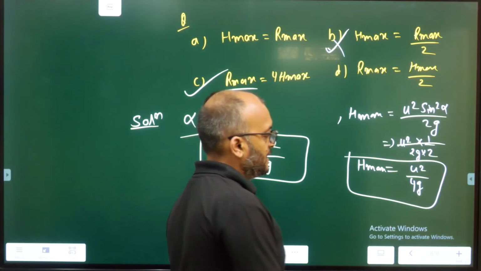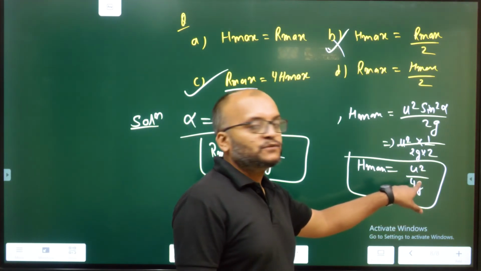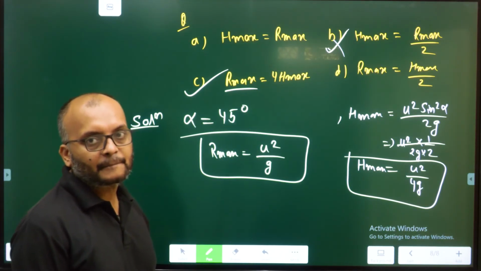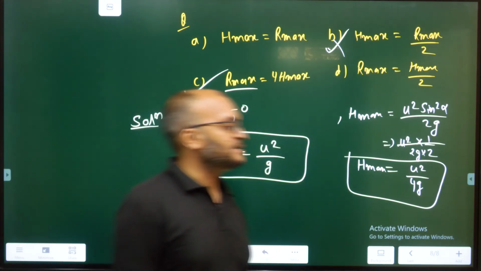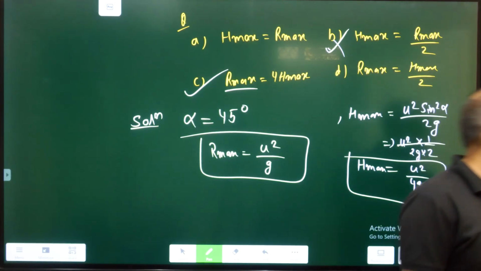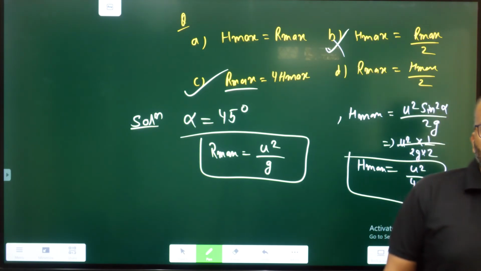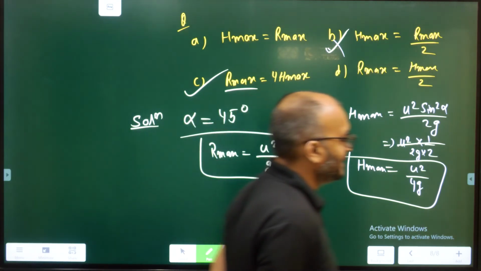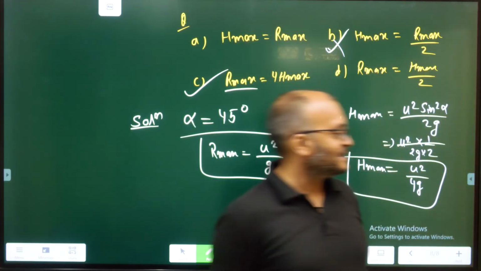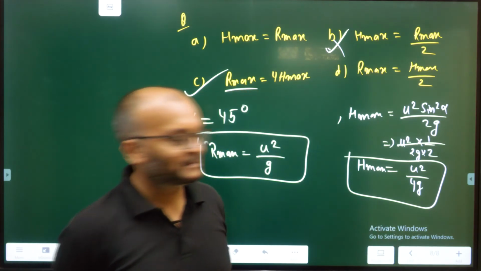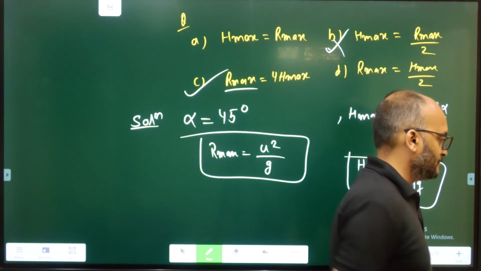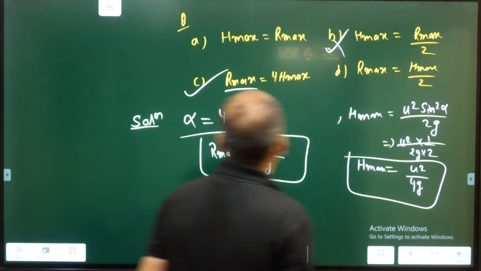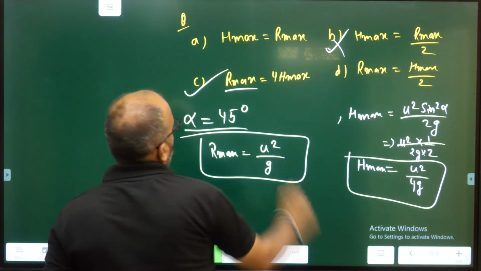Now my dear students, if you multiply this with 4, it will become equal to R max. So R max is 4 times H max. Understood or not? So what you both did, why were you getting B as the answer? I took sine square alpha as 1. You took sine square alpha as 1. Why did you make that mistake, dear? When it says R max, alpha will be 45.